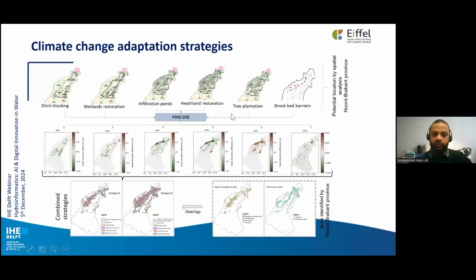We put each of these measures into the MikeSheet model, and then we excluded the tree plantation and brook bed barrier because they did not have a positive impact on the groundwater availability. In the end, there are also some areas identified by the water board and the province where they want to have this kind of green measure activities. So we limited our final strategies based on these 2 maps, and only if there is a conflict, like if 2 measures have a positive impact at one cell, we looked at which measure is going to give a more positive impact and recommended that over that area. Based on this, we have 2 strategies, S1 and S2.